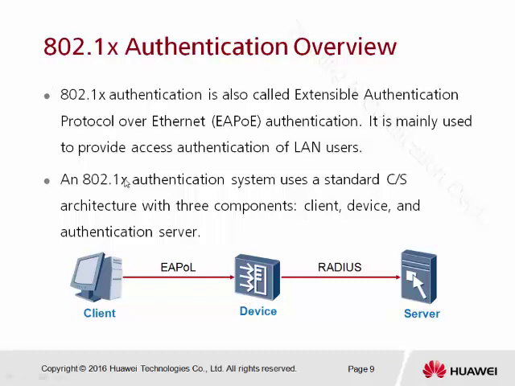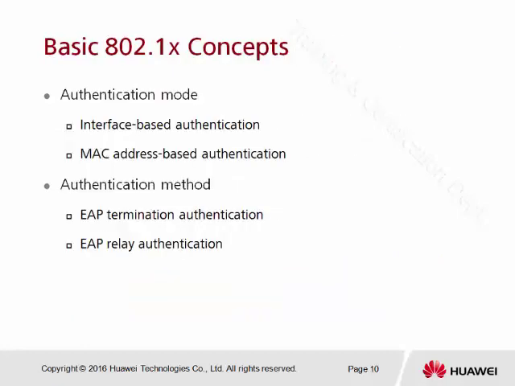802.1X authentication uses the standard client and server architecture, but with three components: the client, the device, and the authentication server. So this is some of the basic concept. The authentication mode supports interface-based authentication, or you can use MAC address-based authentication. Then for the method, you can use EAP Termination Authentication or Relay Authentication. I'm going to go through these one by one later.